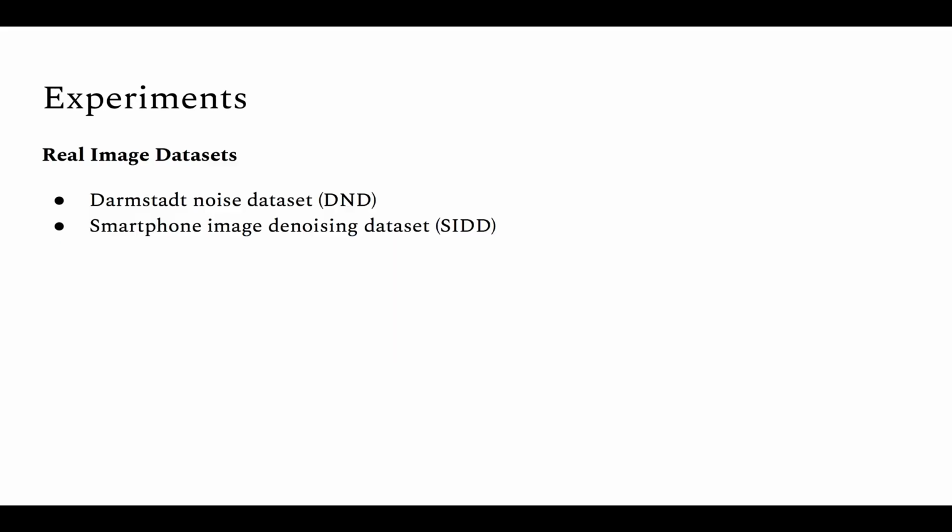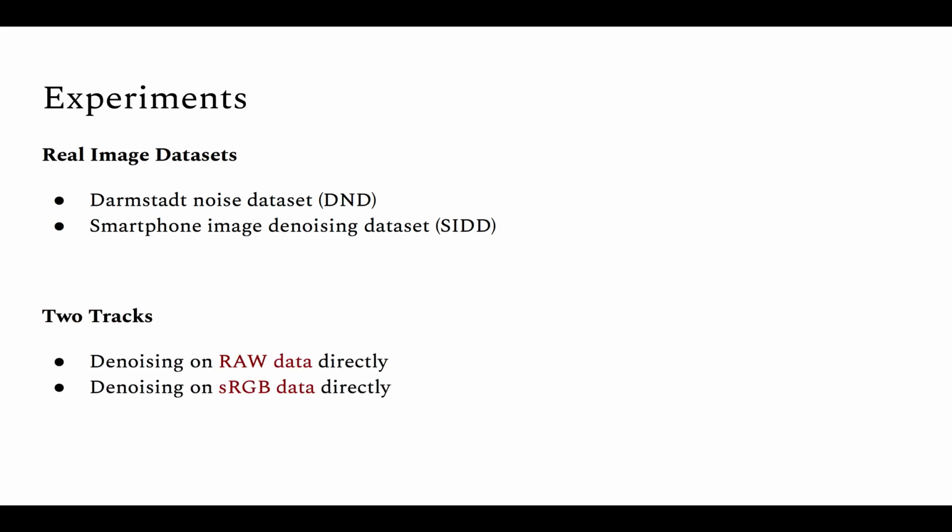We perform experiments on two real image datasets. The first one is the Darmstadt noise dataset and the second one is the smartphone image denoising dataset. Both of these datasets provide images in raw and sRGB domains. Therefore, we have two tracks for image denoising, one for raw denoising and the other for sRGB denoising.